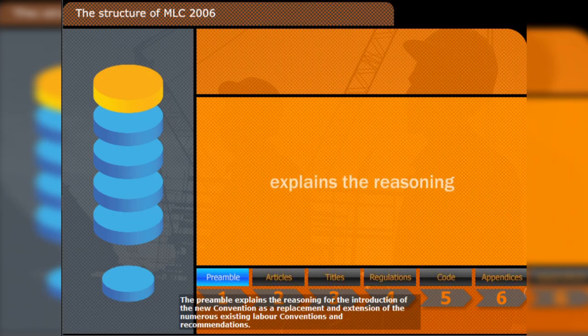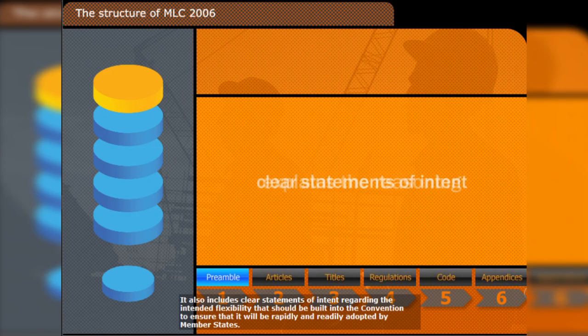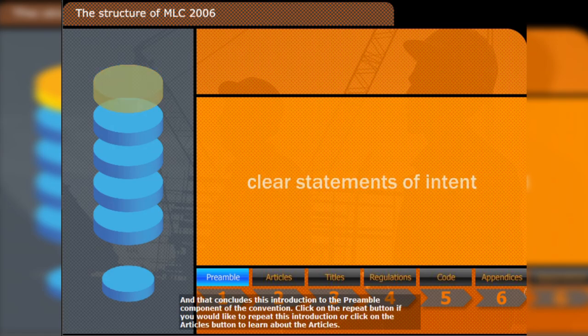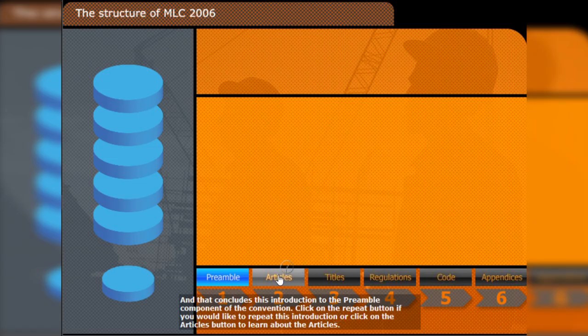The Preamble explains the reasoning for the introduction of the new convention as a replacement and extension of the numerous existing labour conventions and recommendations. It also includes clear statements of intent regarding the intended flexibility that should be built into the convention to ensure that it will be rapidly and readily adopted by member states. And that concludes this introduction to the Preamble component of the convention. Click on the Repeat button if you would like to repeat this introduction, or click on the Articles button to learn about the articles.